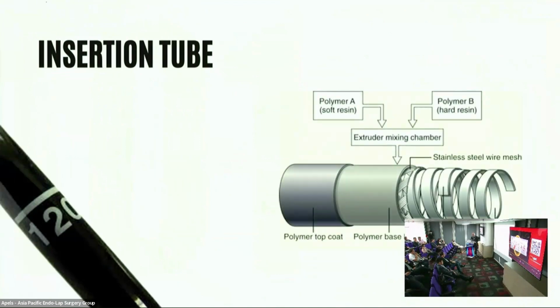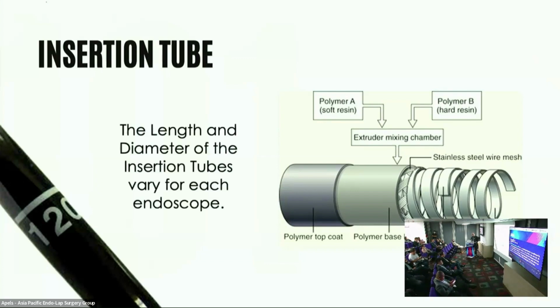The insertion tube is the one that's longest, and it's covered by a polymer soft resin, then a hard resin, and then metal stainless steel wire inside. Of course, this protects everything, all the electronics inside, so that it doesn't get wet. And of course, the length and diameter of each insertion tube varies from upper GI to lower GI.